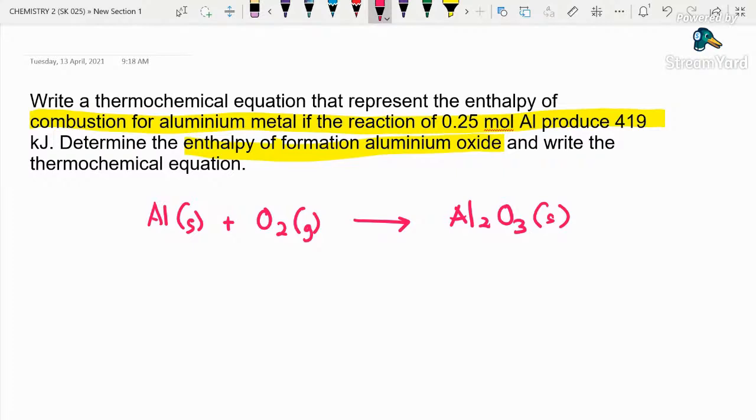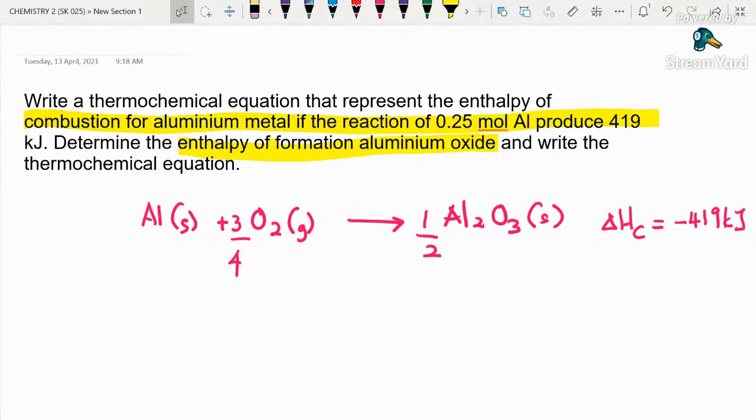Okay, how to balance the equation? We need 1 mole and we have 2 mole here. So we can put half. But we only need 3/2. So ini adalah 3/4 O2. And then this is delta HC aluminium that is negative 419 kilojoule. Okay, equation, jangan tulis kilojoule per mole because we already understood it is 1 mole based on the balance equation.